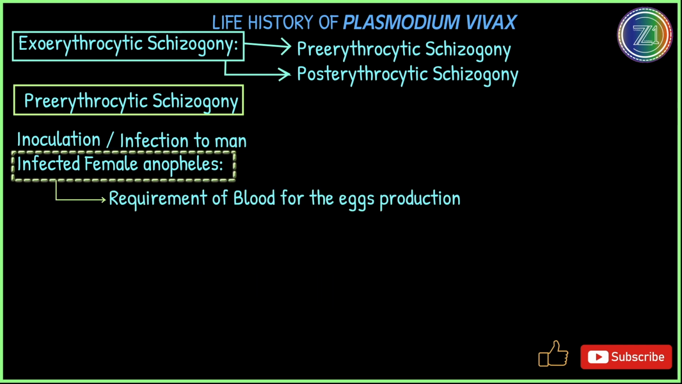This is a very important reason why only female Anopheles suck the blood. Whether the human blood is infected or not, it is the meal, and they require it for the production of eggs. So it acts as a meal, we can say it that way also. Now, how does the female Anopheles infect or inoculate the man?